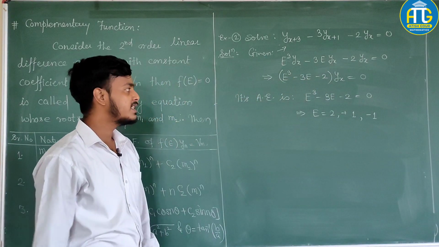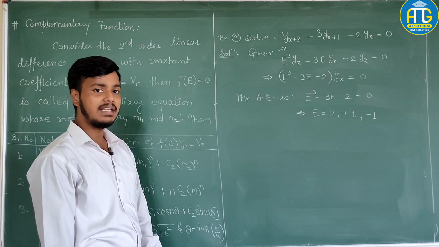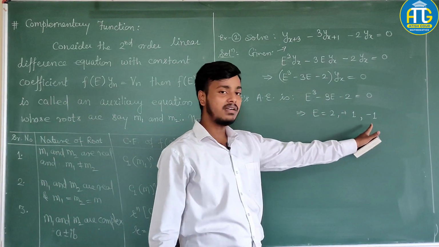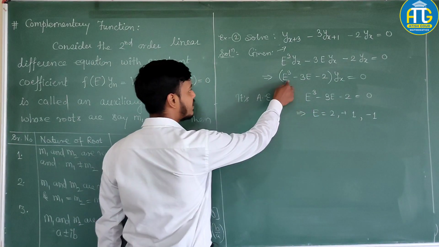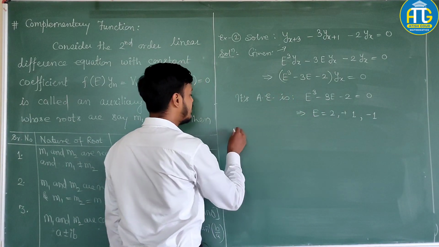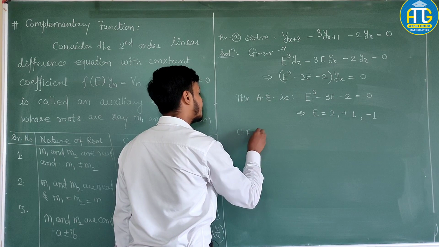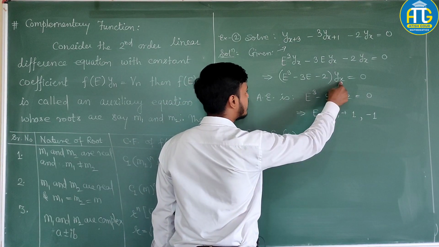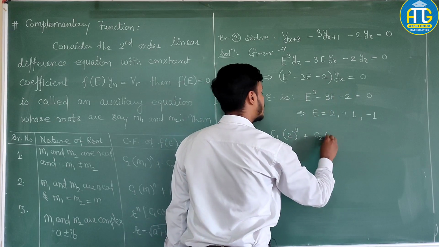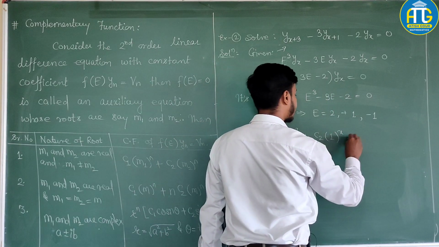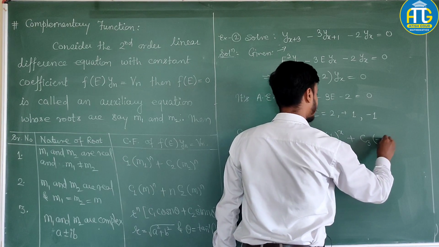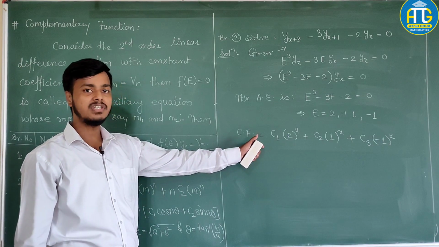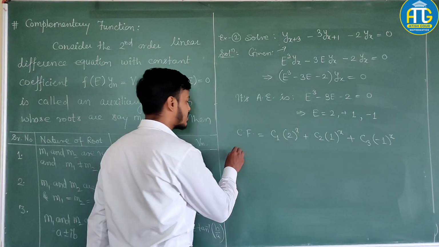Now you see the nature of the roots. Again, real and not equal, and here there are three roots because we have a cubic auxiliary equation. So you can write CF is equal to C1 2 to the power x plus C2 1 to the power x plus C3 (minus 1) to the power x. This is the complementary function, and then you can write down the complete solution.